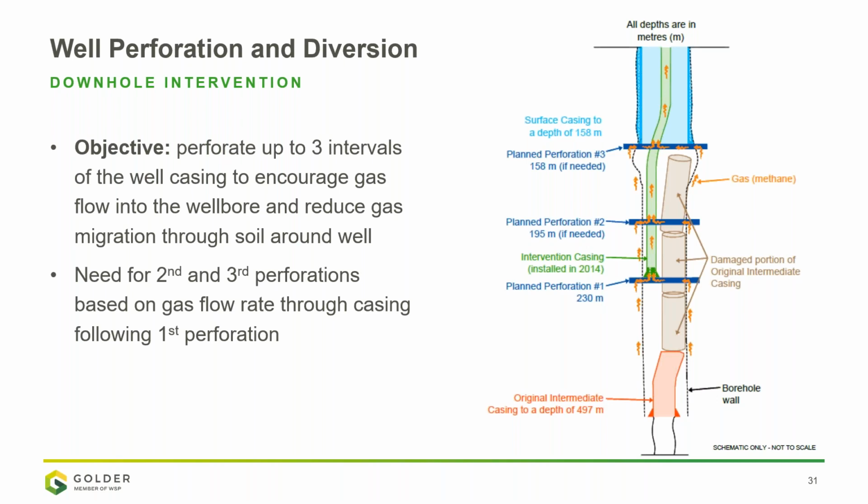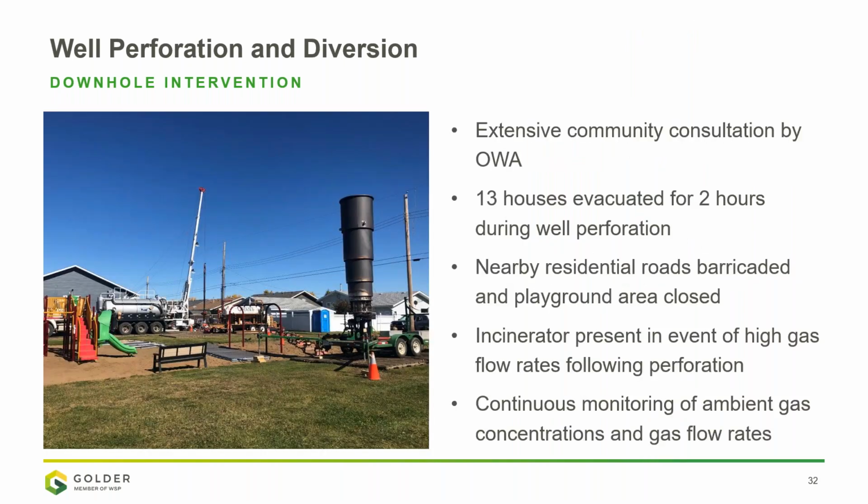So the plan was to perforate up to 3 intervals at targeted points. The first interval was down at about 230 meters at the base of the intervention casing, which had been installed in 2014. And then the need for the second and third intervals was to be evaluated based on the results of the first. The second was targeted within a portion of the damaged intermediate casing. And then the third perforation was planned to be at the base of the surface casing at about 158 meters if it was needed. And on to the next slide.